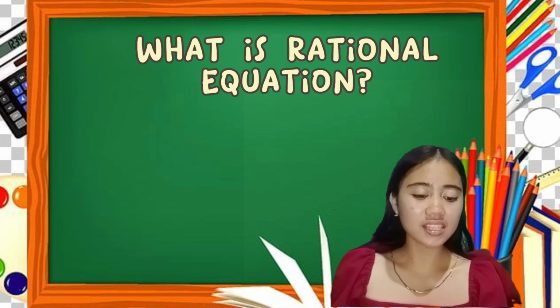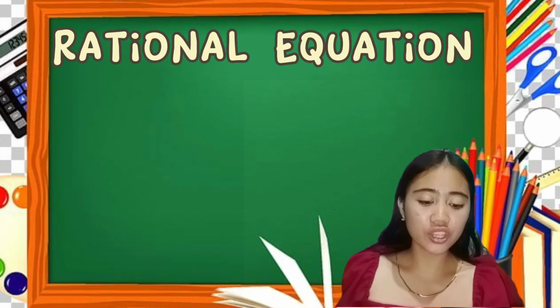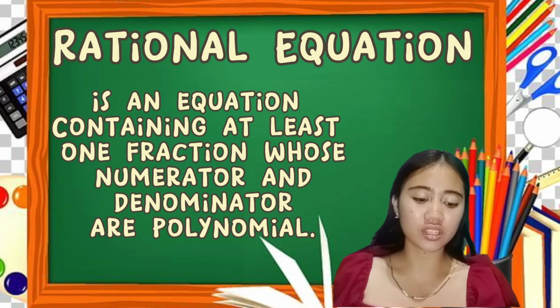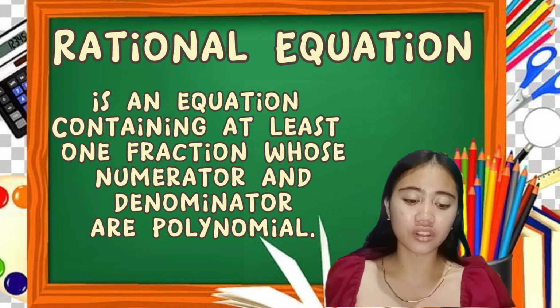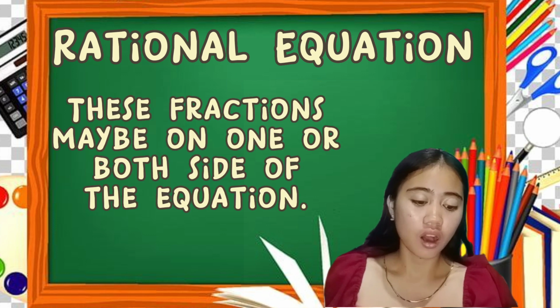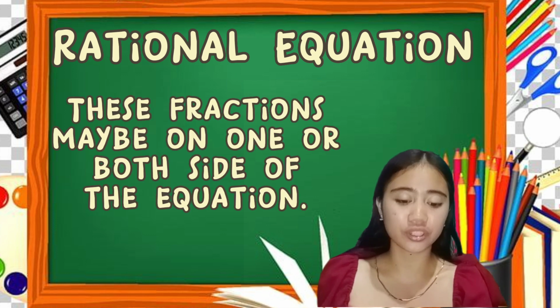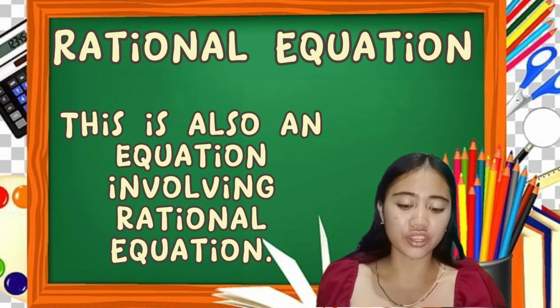So first, let's define what a rational equation is. A rational equation is an equation containing at least one fraction whose numerator and denominator are polynomials. These fractions may be on one or both sides of the equation. This is also an equation involving rational expressions.